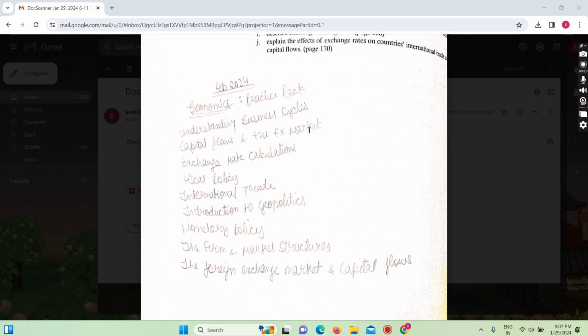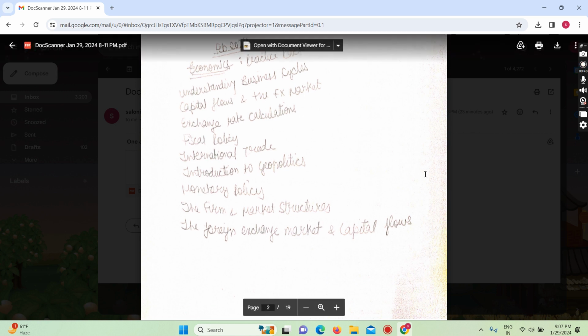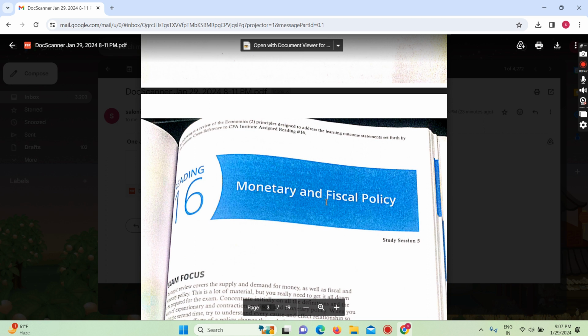That is the understanding business cycle. We need to learn about the understanding business cycle, then the capital flow and the FX market, exchange rate calculations, fiscal policy, international trade, introduction to geopolitics, monetary policy, the firm and the market structure, and the foreign exchange market and the capital flow. So currently we are reading about the monetary policy. We are discussing that particular part.